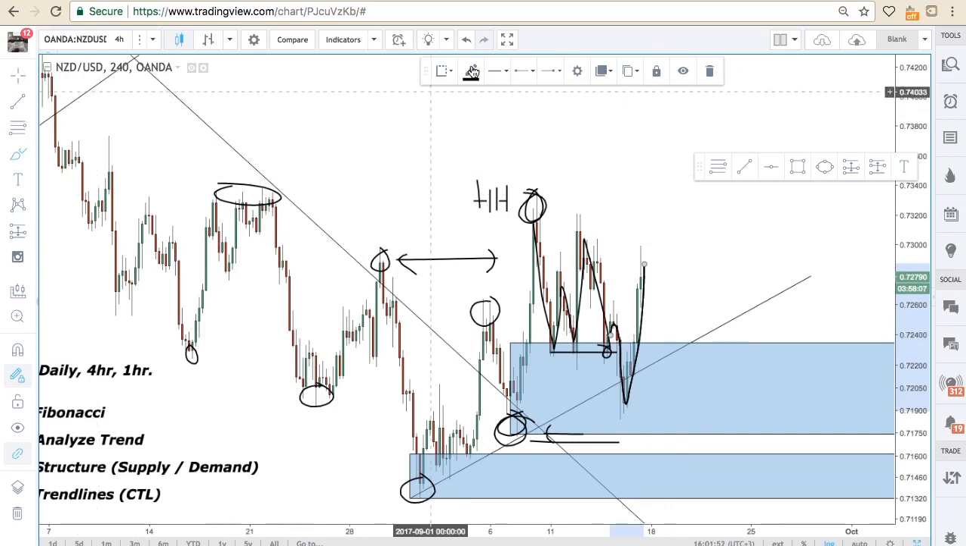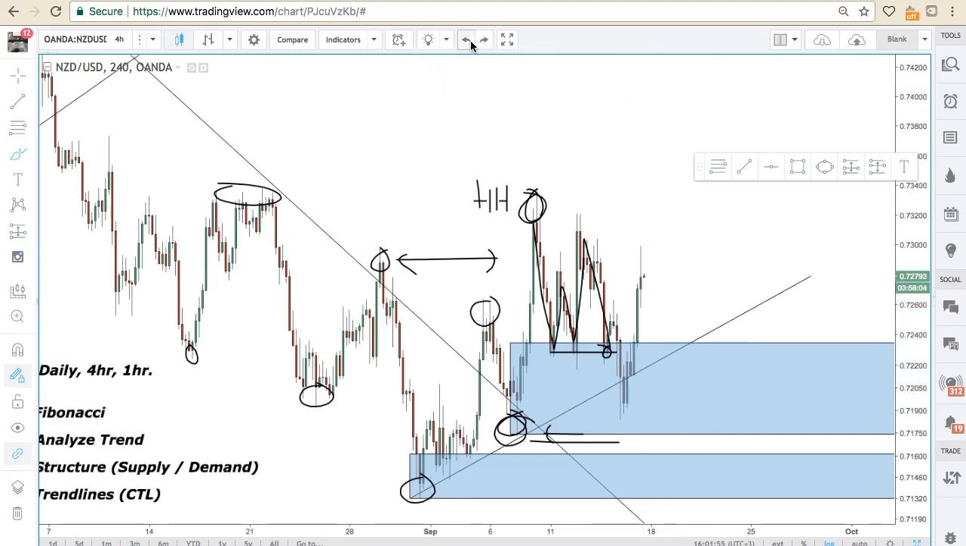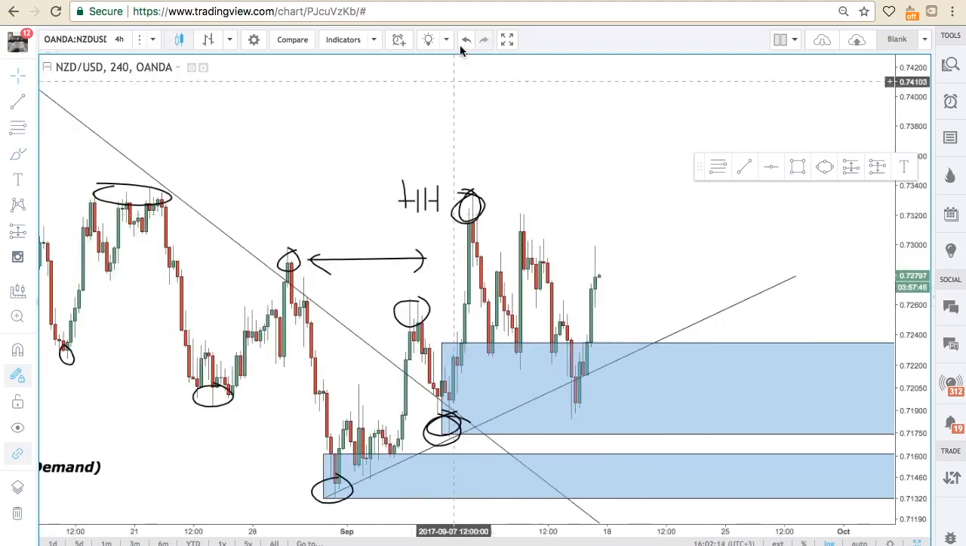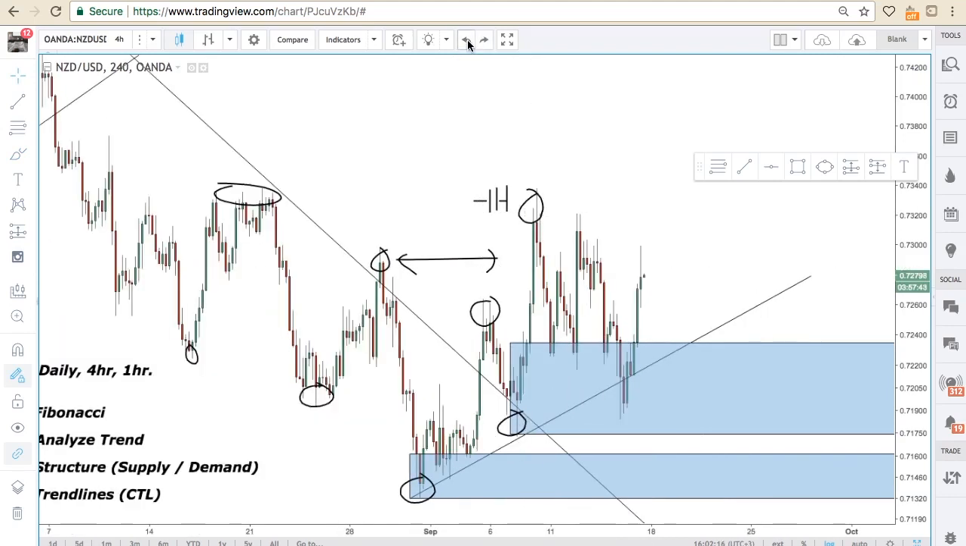Alright, so let's backtrack a little bit. Price never broke the daily structure, or the 4-hour, technically. It never broke this 4-hour uptrend that we had here. So we're still in the uptrend this entire time, so you should only be looking for longs. Now that we're on the 4-hour chart, let me delete these.